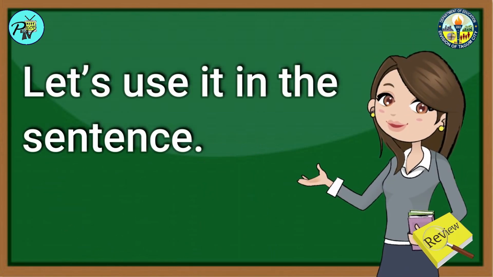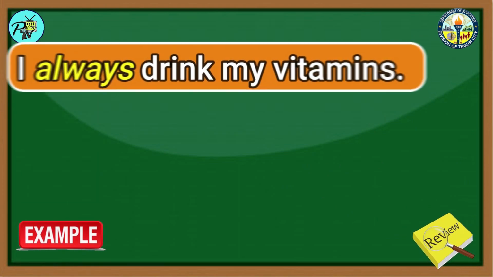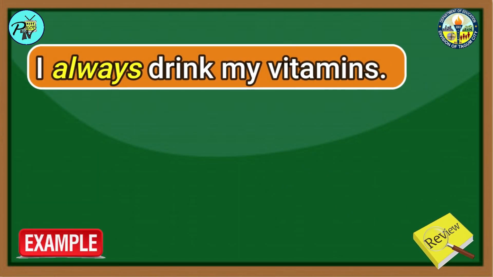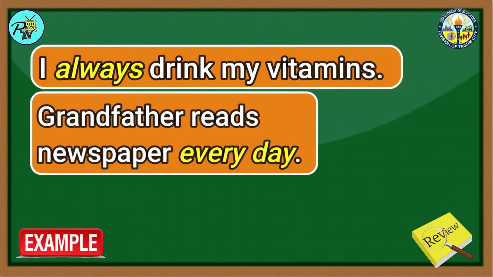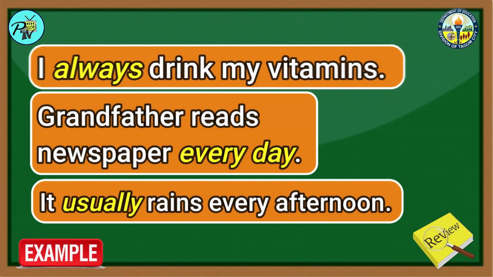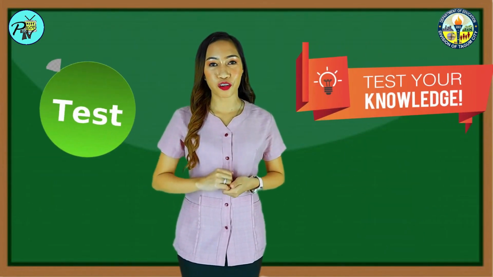Now, let's use it in the sentence. Example: I always drink my vitamins. Grandfather reads newspaper every day. It usually rains every afternoon. Thank you, Teacher Abby, for the quick review of the past episode. Good job, kids! Now that you finally remember about correct time expressions, let us test first your prior knowledge. Are you ready? Let's start!